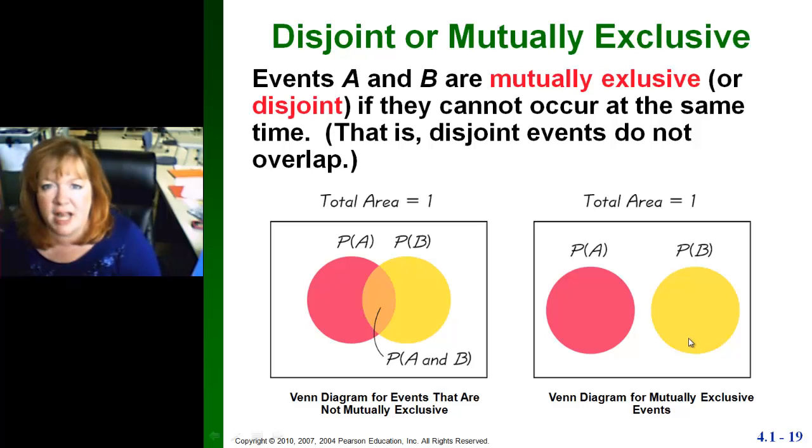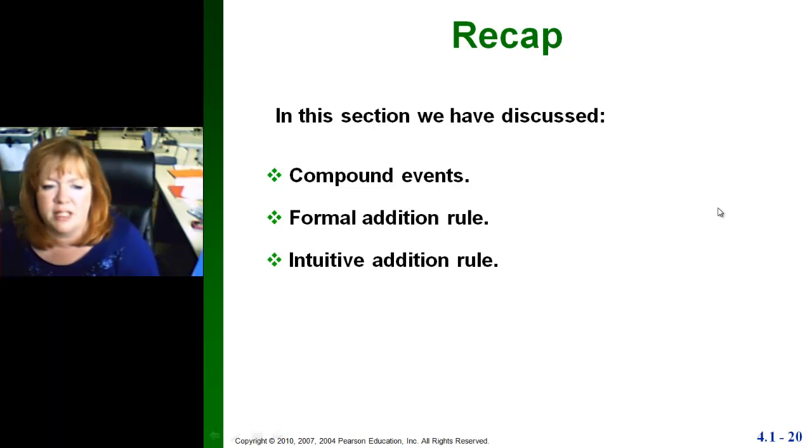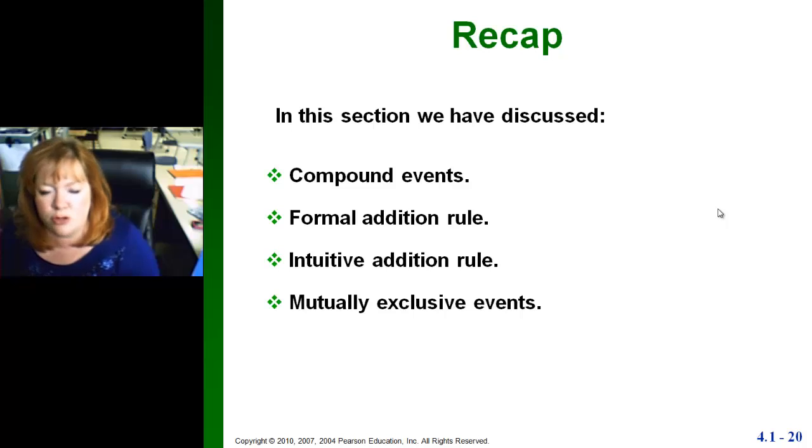So you just need to copy those Venn diagrams into your notes. Remember, this is where they're not mutually exclusive. This is where they are mutually exclusive. And that's about it for this section. So we talked about compound events and finding the probability using the addition rules and what mutually exclusive means.